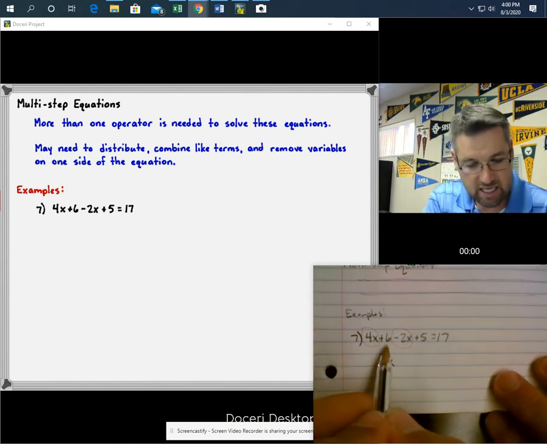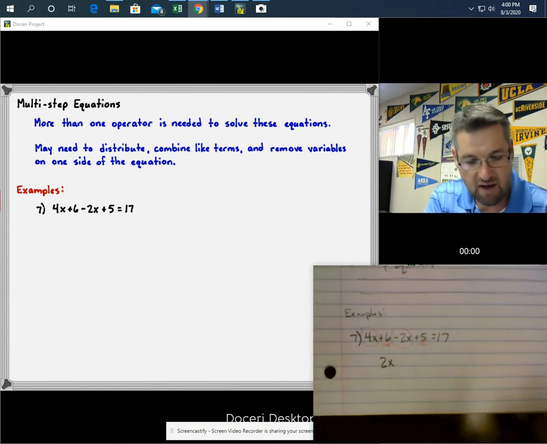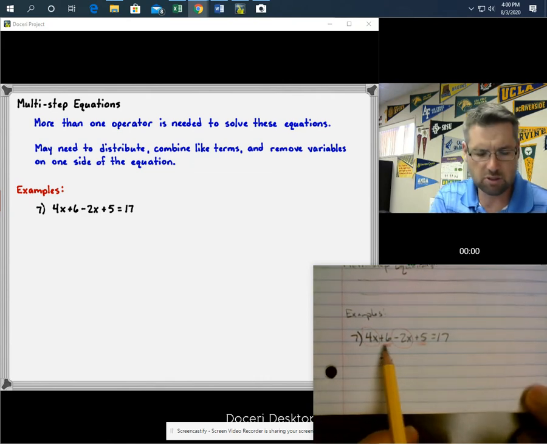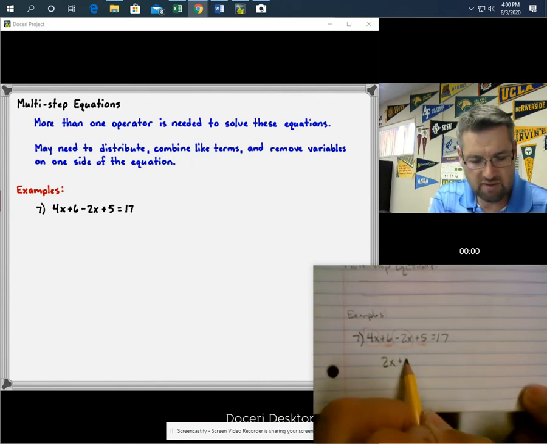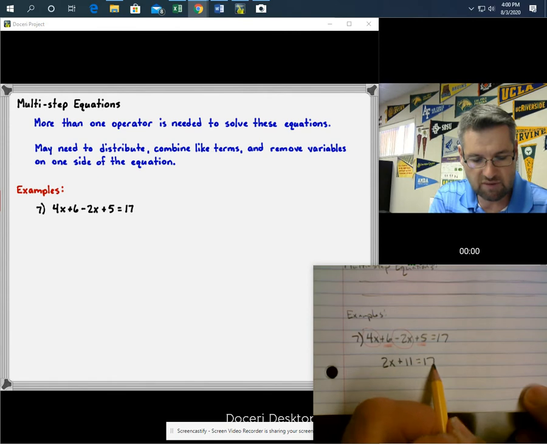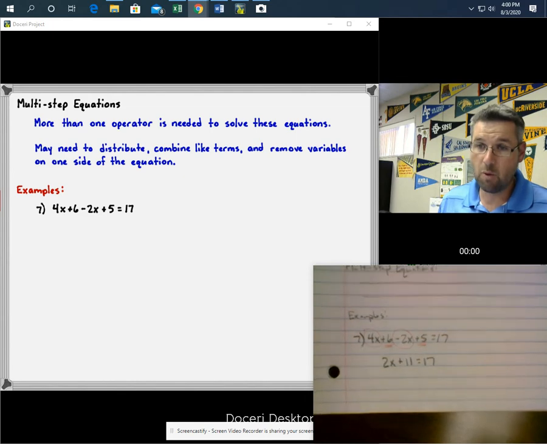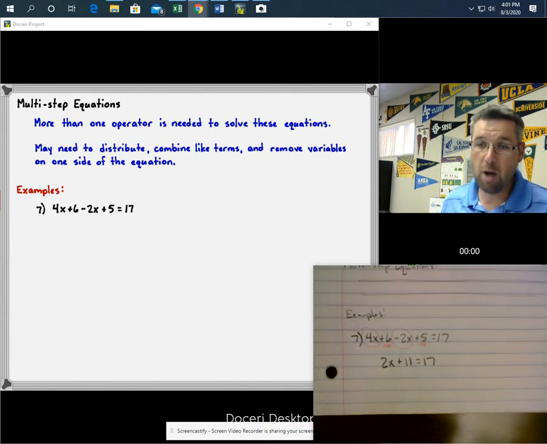And then the positive 6 and the positive 5 are like terms because those are constants. There's no variables there, so you can just combine them. 6 plus 5 is 11, and then that's equal to 17 on the other side. So from here, now we're down to a lot simpler equation, but now we have two operators here. We have multiplication and we have addition. We need to get rid of both of them.